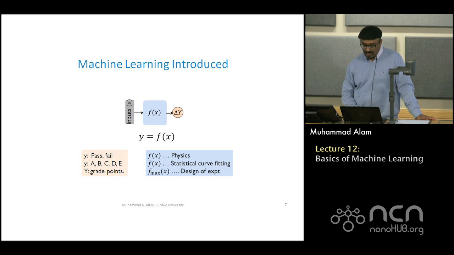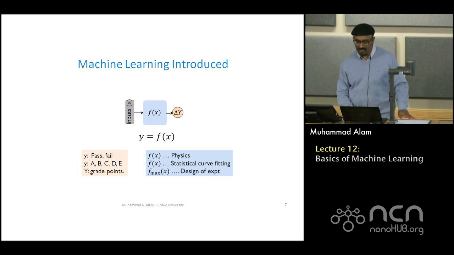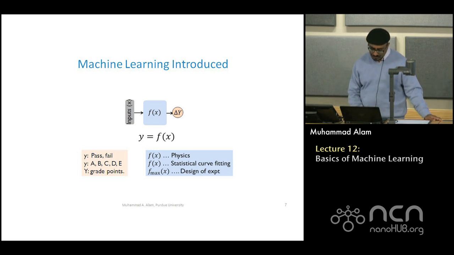But in all those cases, f is what we desire. And machine learning's goal is to calculate f. What is that f when you don't know the physics? That's what machine learning tries to do.